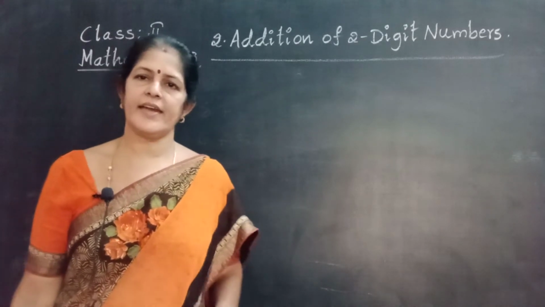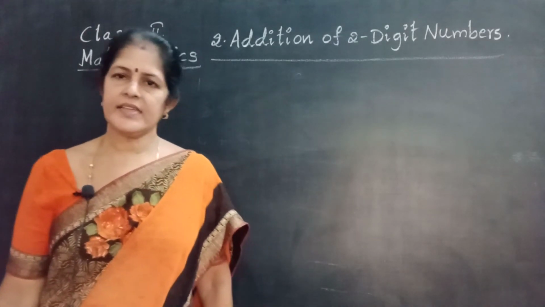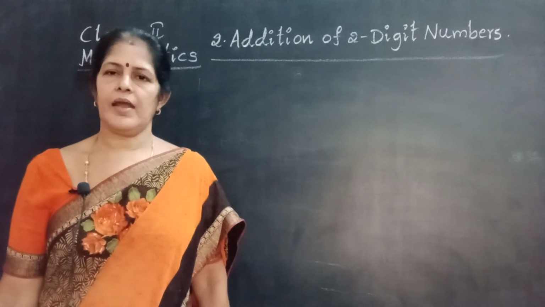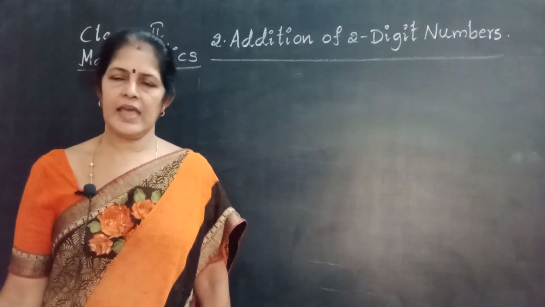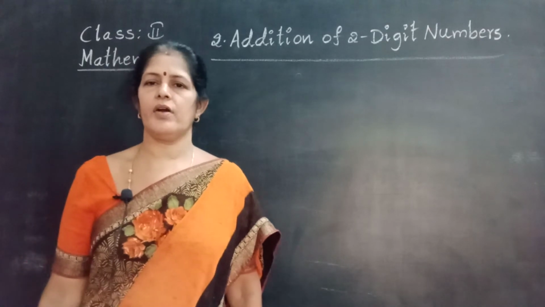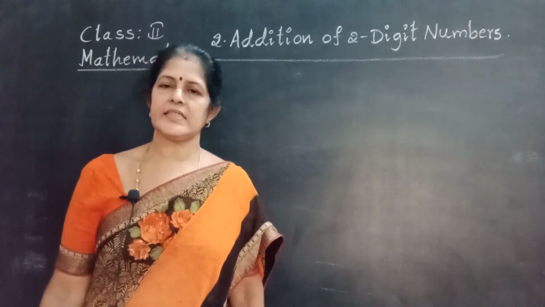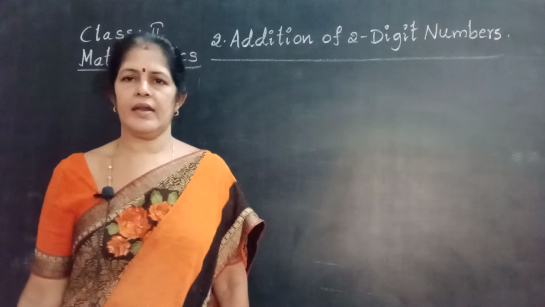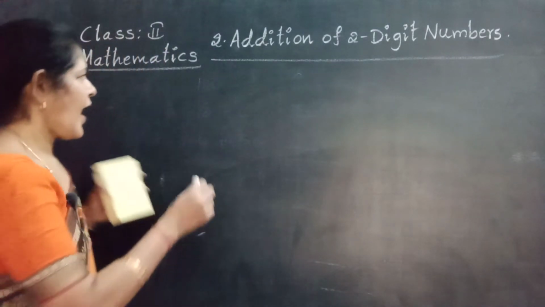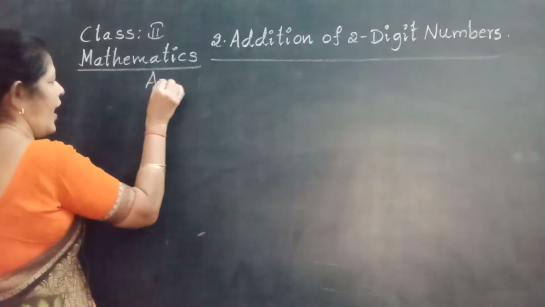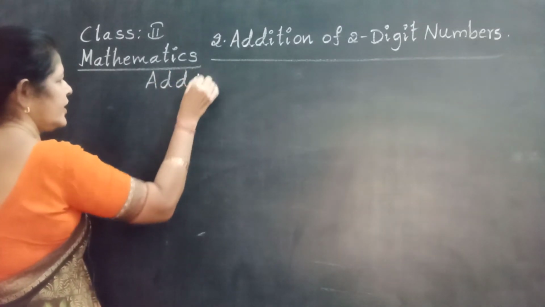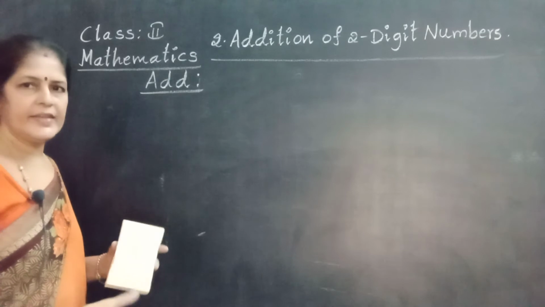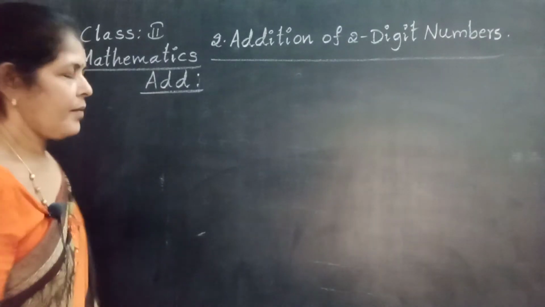Did you understand the addition facts? 0 plus number, same number. Number plus 0, same number or the number itself. 1 plus number, next number. Number plus 1 also, next number. Come on, note down. Add the following, or add, or find the total, or find the sum. Ready? Come on. First one.